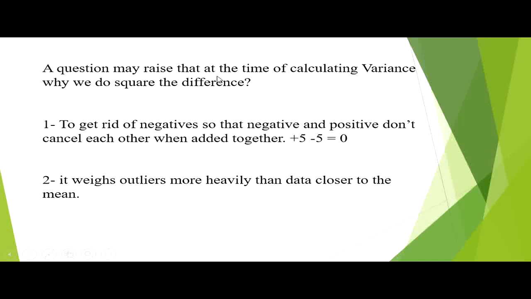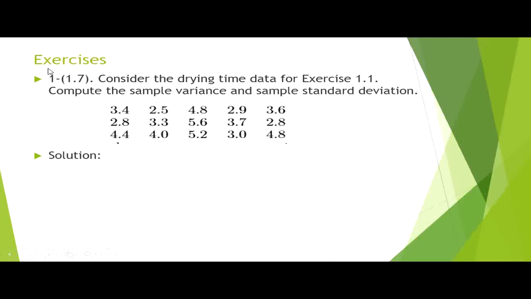The question may arise that at the time of calculating variance, why should we square? You might have understood now. When you square, the difference's negative sign will be positive, isn't it? And it weighs outliers more heavily than the data closer to the mean. That is the reason. Now let's go to the exercise problem.